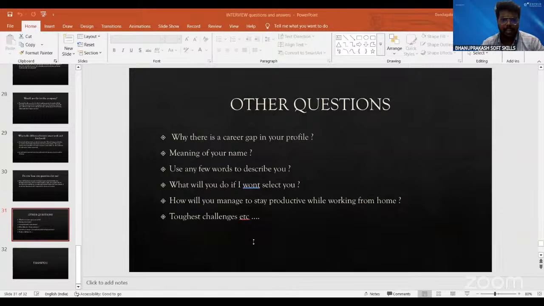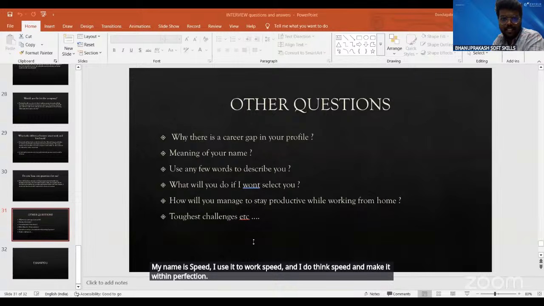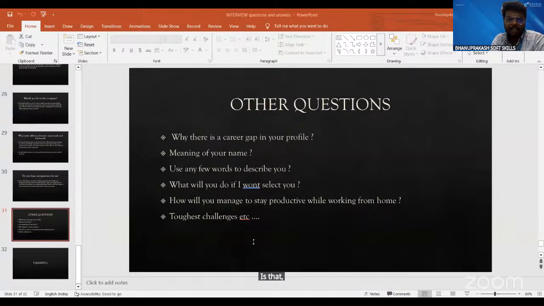Like your name itself, Speed. My name is Speed. I work speedily and do things speedily and make them with perfection. Is that true? Your name itself is Speed. Okay. Lotus, sorry. Okay, that's a unique name.